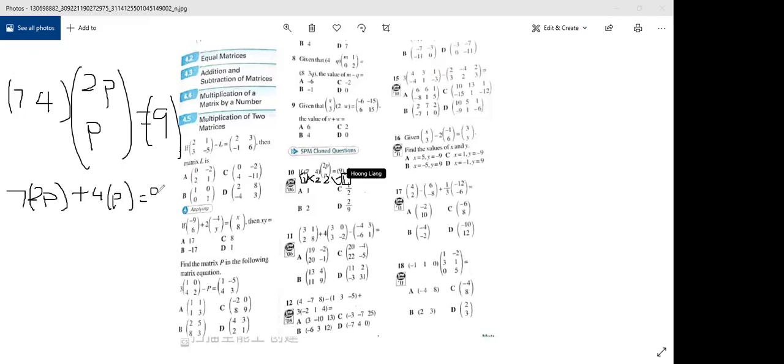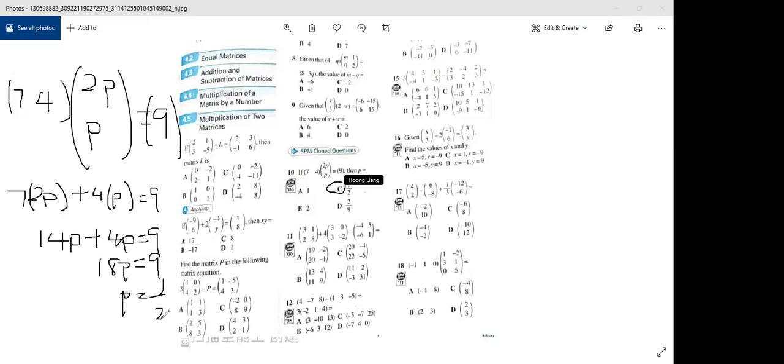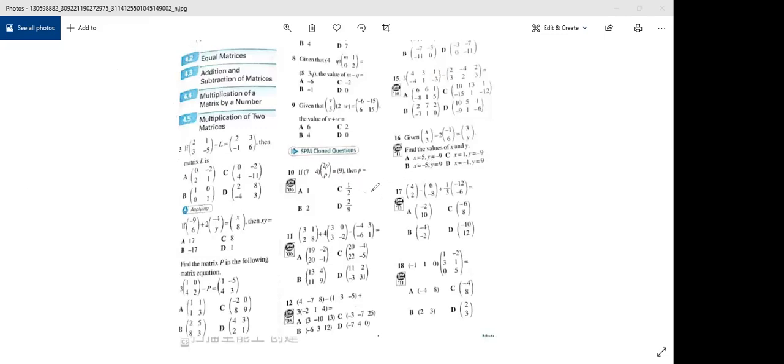So it's 1 times 1. As you can see the working here, 7 2p plus 4p equals 9. So it's 14p plus 4p equals 9. So 18p. So the answer is 1 over 2. Use calculator. So you can find out the answer is C.